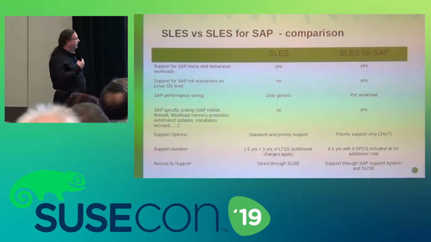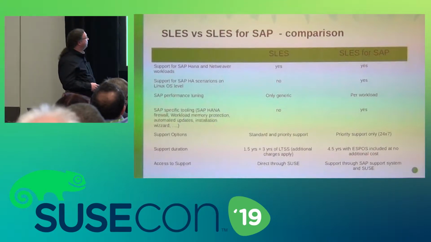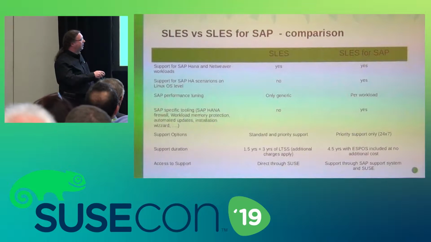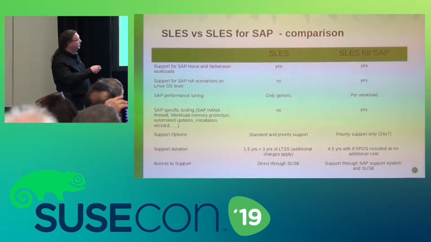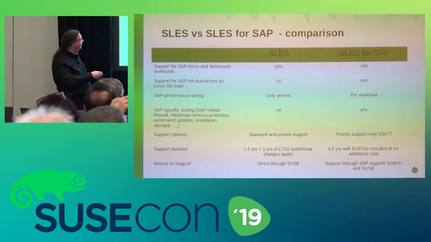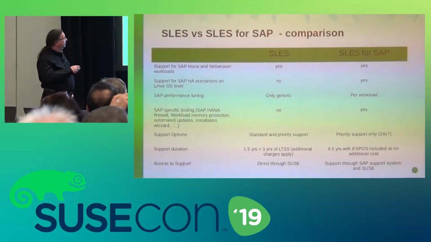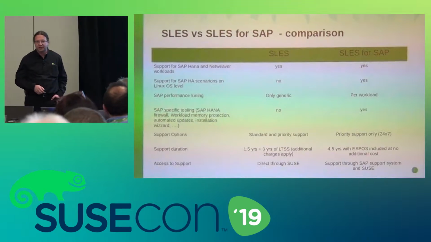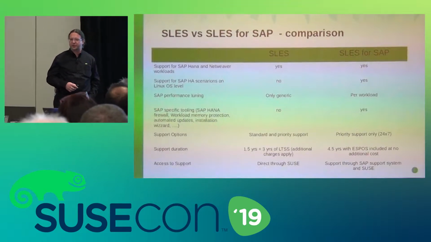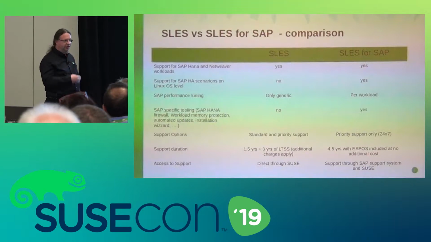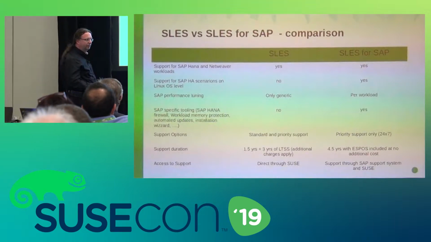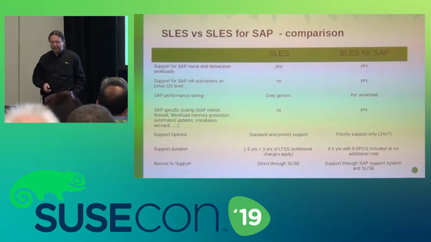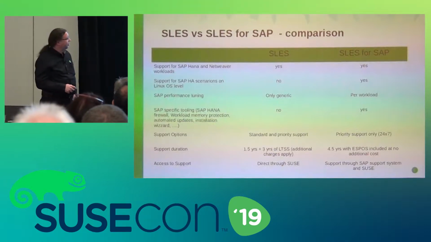So it's both supported from an SAP side to do so. You see both NetWeaver and HANA workloads are certified on both plain SLES and SLES for SAP. But where you see the first big difference is that the HA scenarios, all high availability scenarios, are only supported in SLES for SAP based on the operating system. Right? So if you decide to use other technologies, you can do that, but there is a clear distinction here.